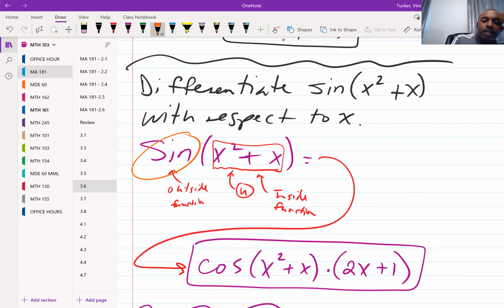So derivative of sine is cosine. And that's what this is here, cosine of x squared plus x. We had sine of x squared plus x. Derivative of sine of x squared plus x is cosine of x squared plus x. And then derivative of x squared plus x is 2x plus 1. You bring your exponent down, subtract 1 from it. And then derivative of x as well is just 1.